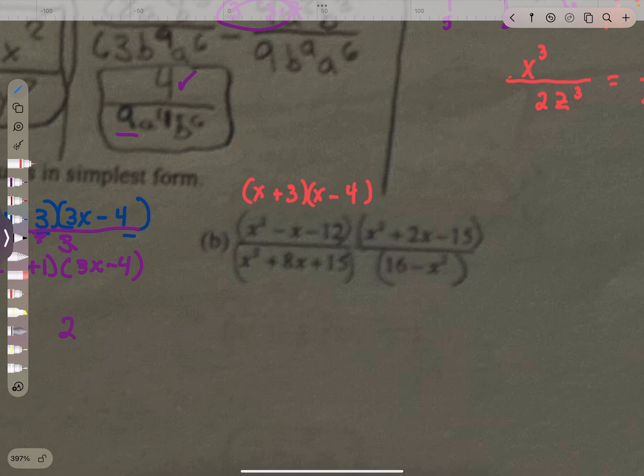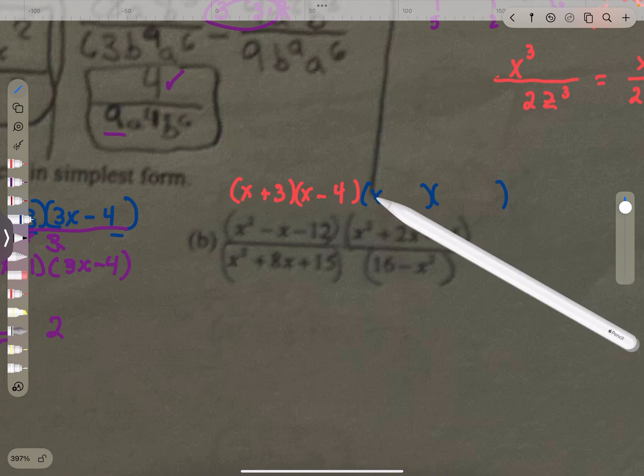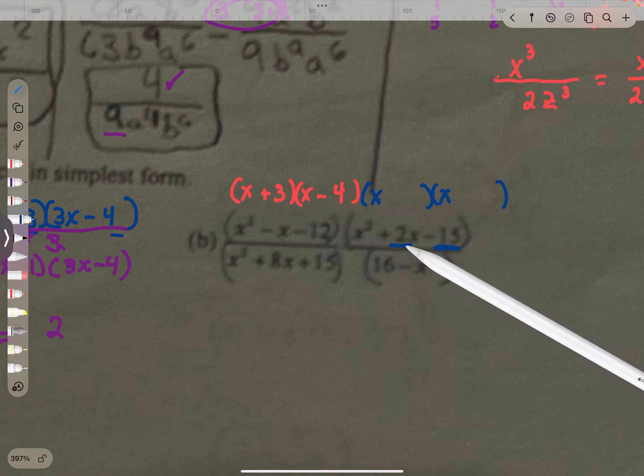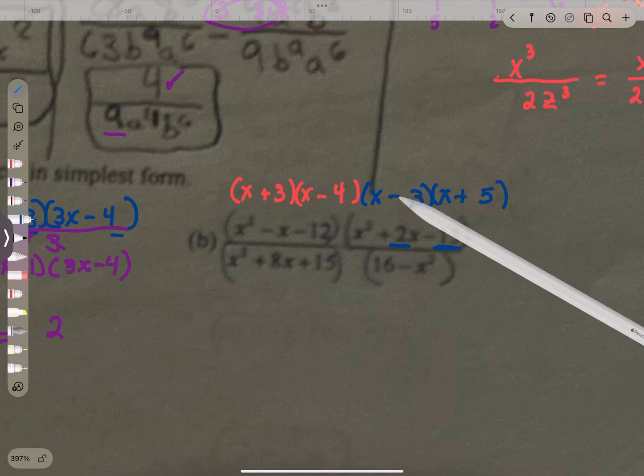Hopefully this next one goes the same way. That'd be nice. 2 easy ones in a row. It's got an x out front, so it's just x and x to get the x squared. They got to multiply to 15, but add to 2. 3 times 5, they have a difference of 2. I'll make the 5 the positive, the 3 the negative. Yeah, it's not too bad.